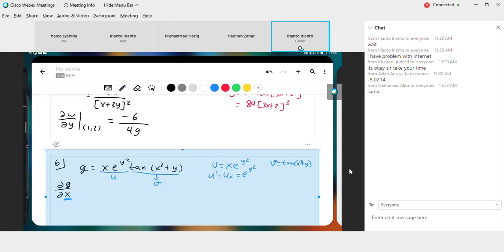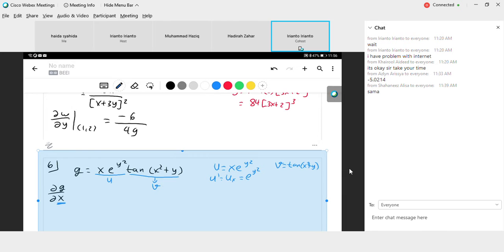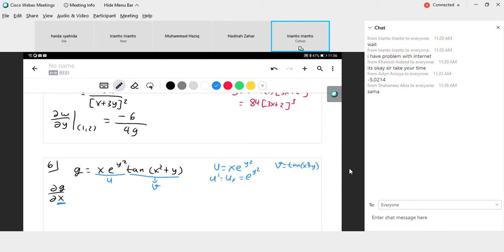So here the v prime will be secant square of (x² + y). Differentiate with respect to x, so you need to differentiate this with respect to x. What is the derivative of x² + y? 2x. Okay, let me write down here.